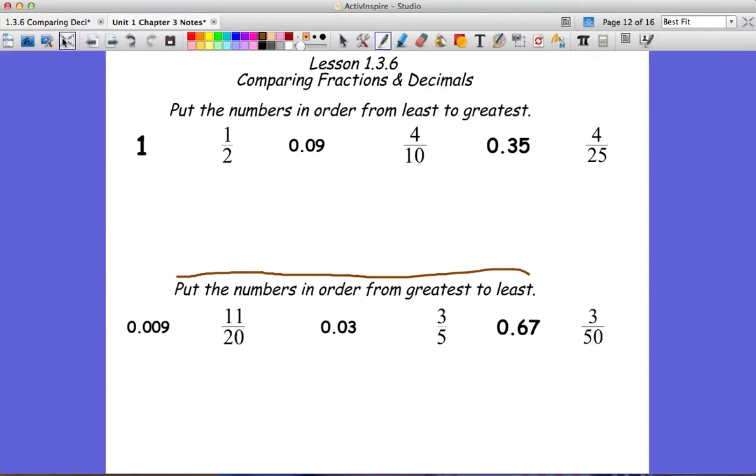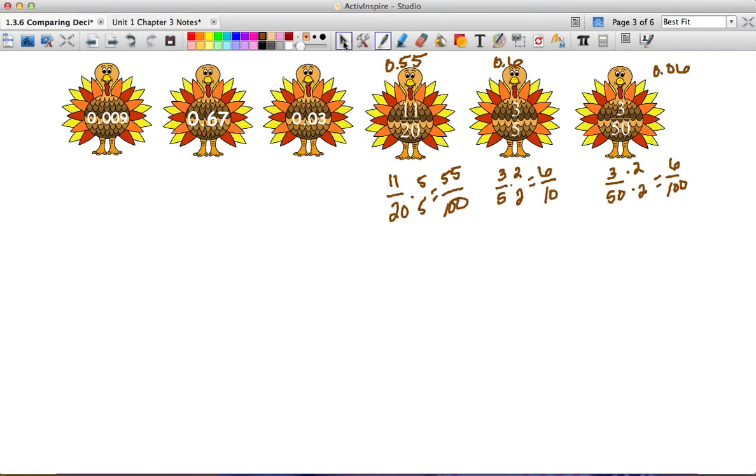Okay, and I believe we have all the right numbers here. Yes, so first I have to take a look, and I'm going to list my numbers again. I have 9 thousandths, 0 and 67 hundredths, 0 and 3 hundredths, 0 and 55 hundredths. So remember, I'm adding on those zeros to make it easier to compare the numbers.